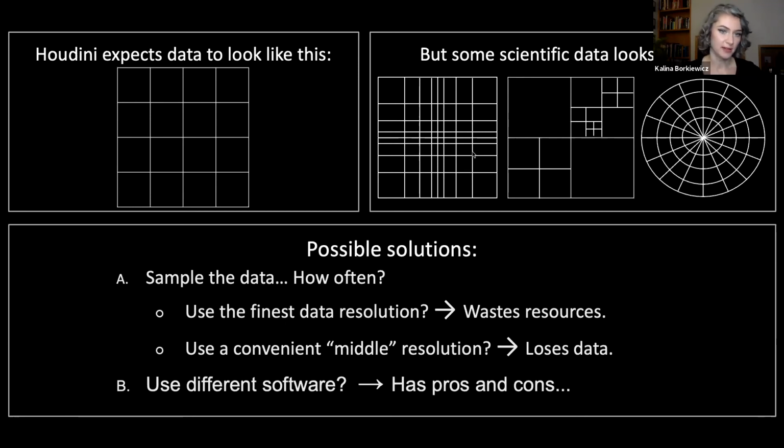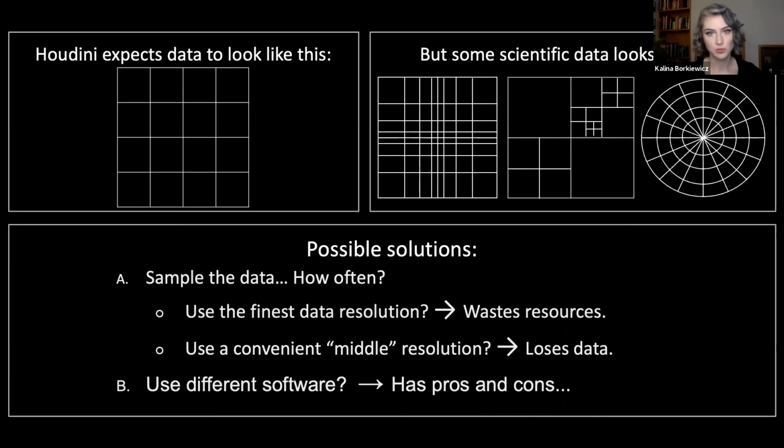So rather than doing that, we can use a medium resolution, say this square, and make a uniform grid that looks like that. But in that case, we're going to lose everything that is higher resolution, and that's really the things that we care about. That's where the exciting parts of the data are. So that brings us to option B.